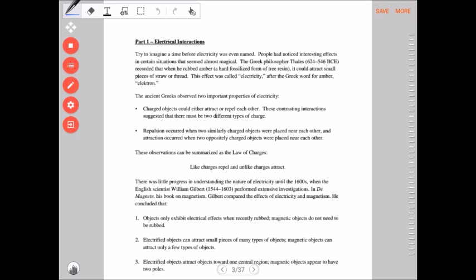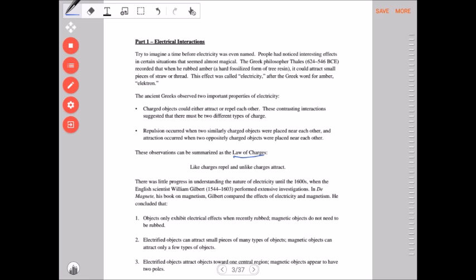The ancient Greeks observed 2 important properties of electricity. Charged objects could either attract or repel each other. These contrasting interactions suggested that there must be 2 different types of charge. Repulsion occurred when 2 similarly charged objects were placed near each other, and attraction occurred when 2 oppositely charged objects were placed near each other. These observations can be summarized as the law of charges: like charges repel and unlike charges attract.